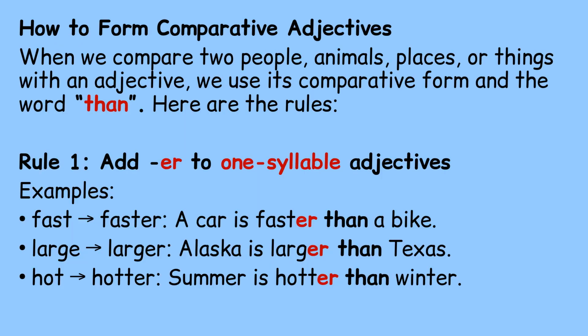When we compare two people, animals, places, or things with an adjective, we use its comparative form and the word than. Here are the rules. 1. Add er to one-syllable adjectives. Fast, faster. A car is faster than a bike. Large, larger. Alaska is larger than Texas. Hot, hotter. Summer is hotter than winter.